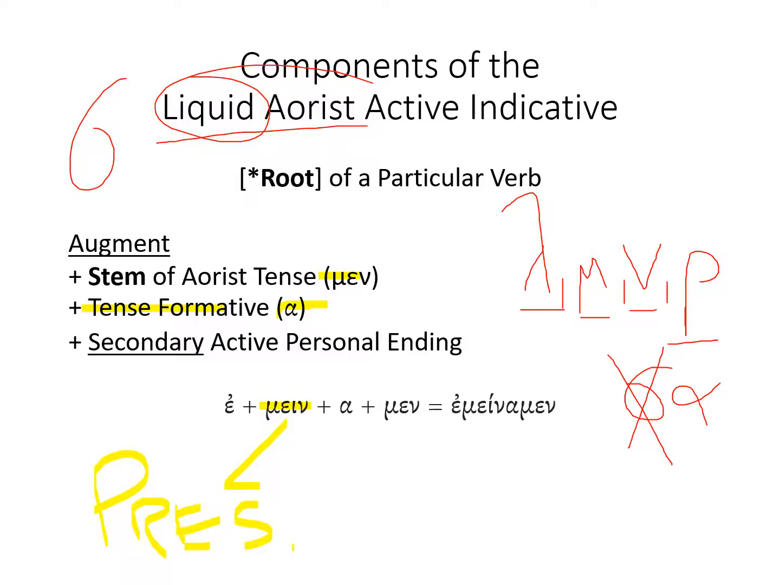So how are we going to distinguish between the present and the aorist? Well, if this may look similar, may remind us of a present, how are we going to distinguish? Two factors right here. One, the augment. A present never has an augment. Second, the alpha, the tense formative. The present never has an alpha tense formative. This would be omicron if it were present.